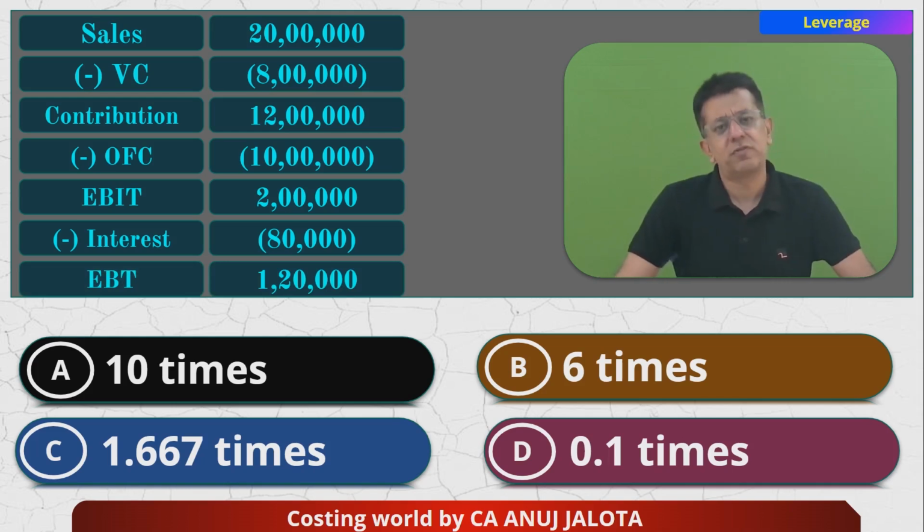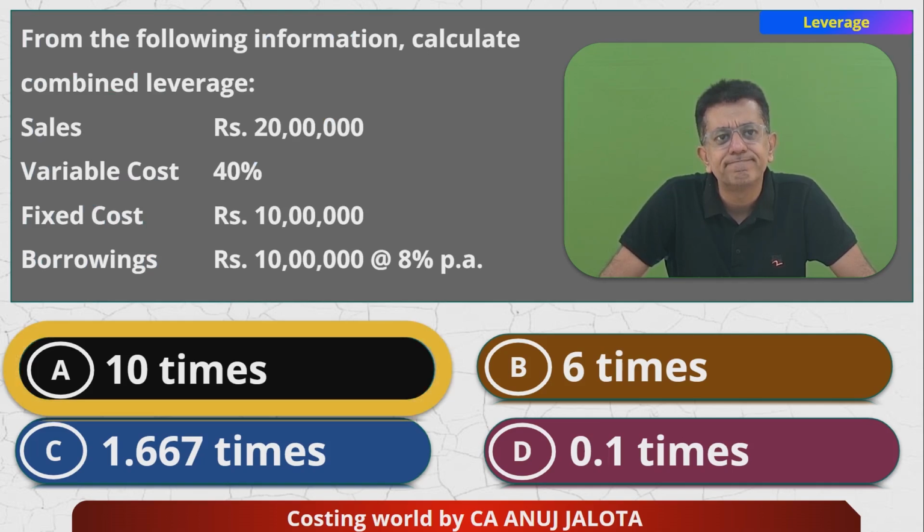So let's compute combined leverage. One of the formulas is contribution upon EBT. Contribution is 12 lakhs, EBT is 1,20,000. Let's divide them. That'll give you 10 times. So out of the 4 options, the answer should be A. That is the correct answer. That's it for this entire MCQ.